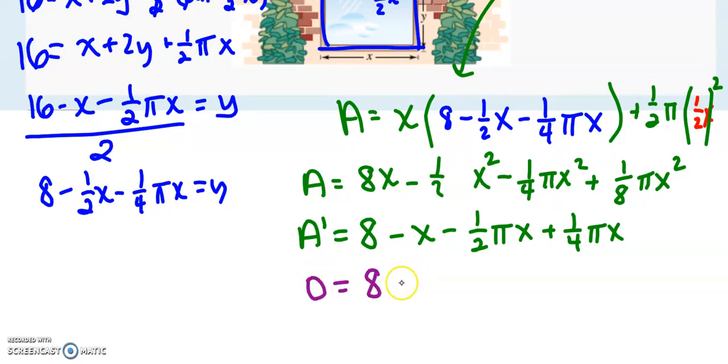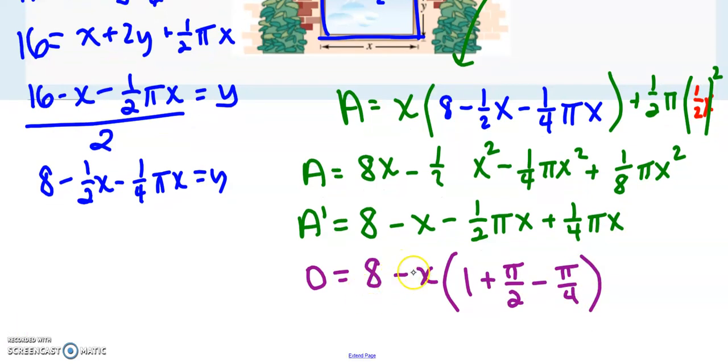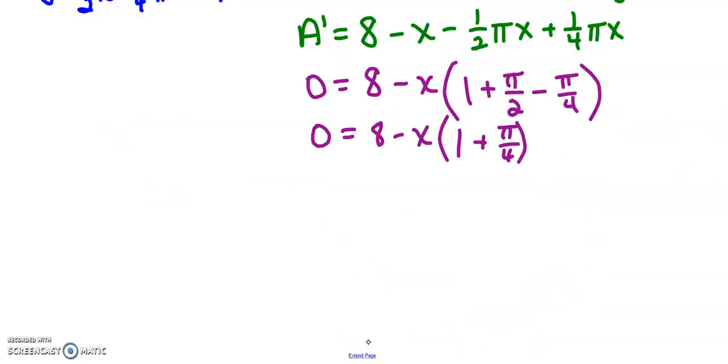So what I'm going to do is take out a negative x from each one of these things. If I take a negative x out of here, I'm left with a 1. If I take a negative x out of here, I'm left with a pi over 2. And if I take a negative x out of here, I'm left with a minus pi over 4. So if I think about adding these things together, 0 equals 8 minus x. These two can combine to become just a positive pi over 4. So now when I want to solve for x, I'm going to subtract the 8 to the other side.